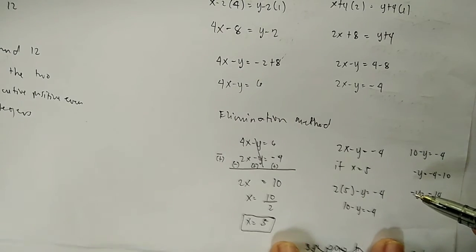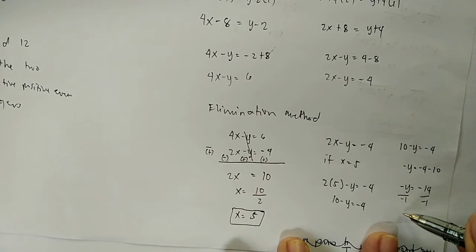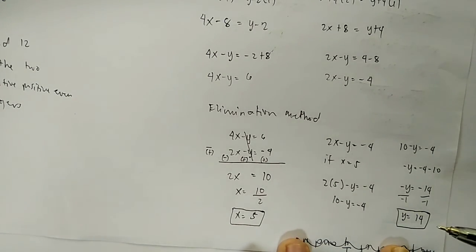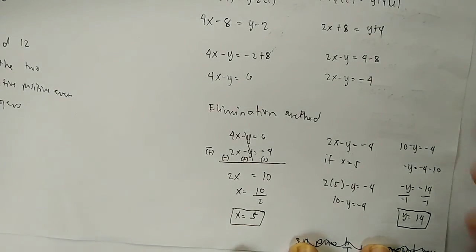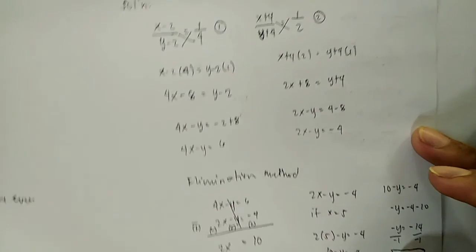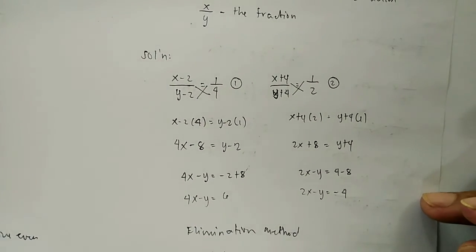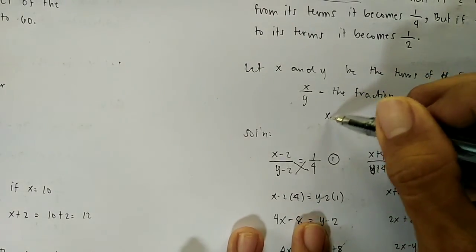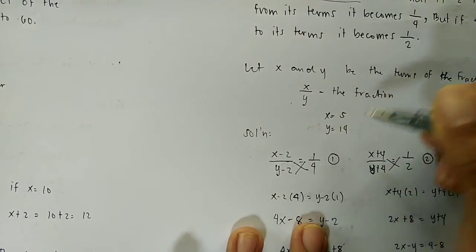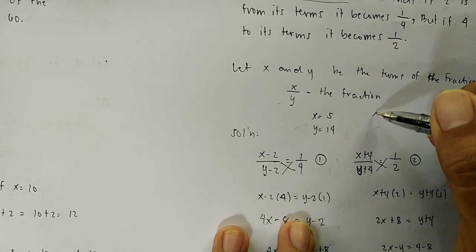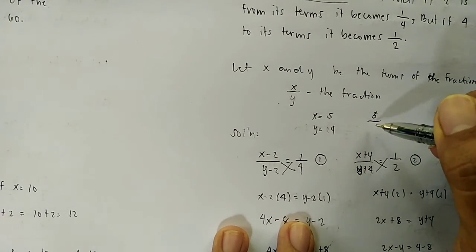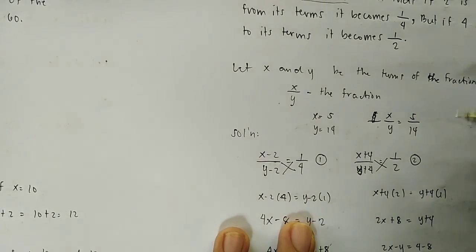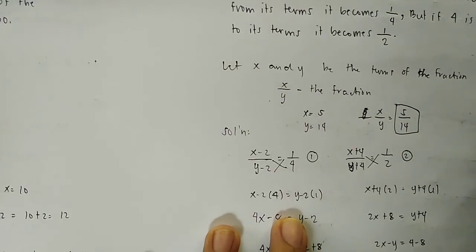Then to make the left side y only, you have to divide both sides by negative 1. So the result will be y is equal to positive 14. So meaning the value of our y is equal to 14. So indeed, the fraction being asked from the problem: since x is equal to 5 and y is equal to 14, and we have x over y, the fraction is 5 over 14. So this is now the fraction being asked from the problem.